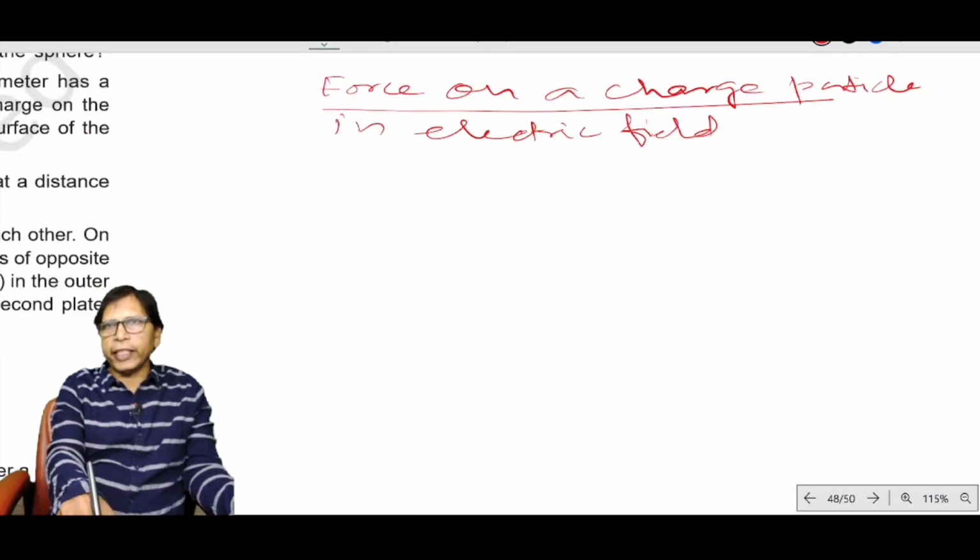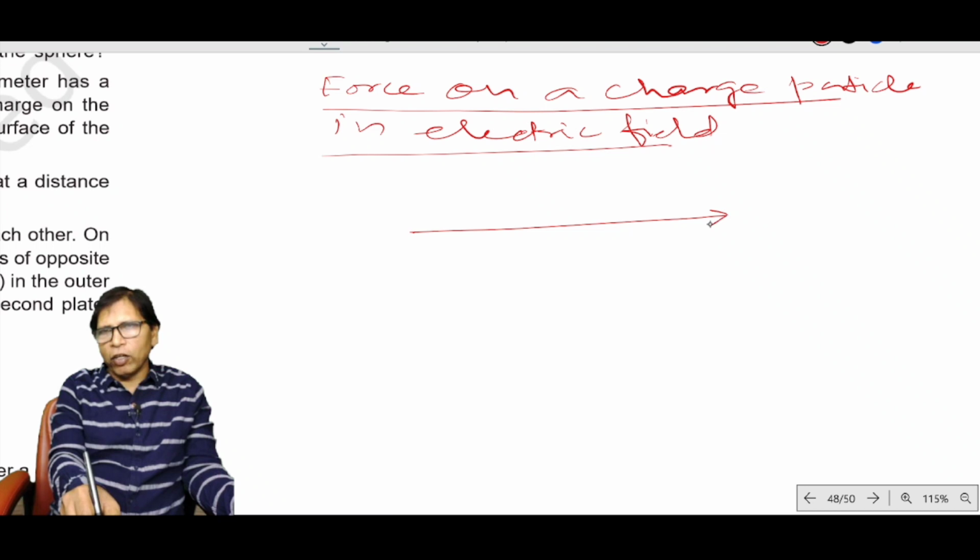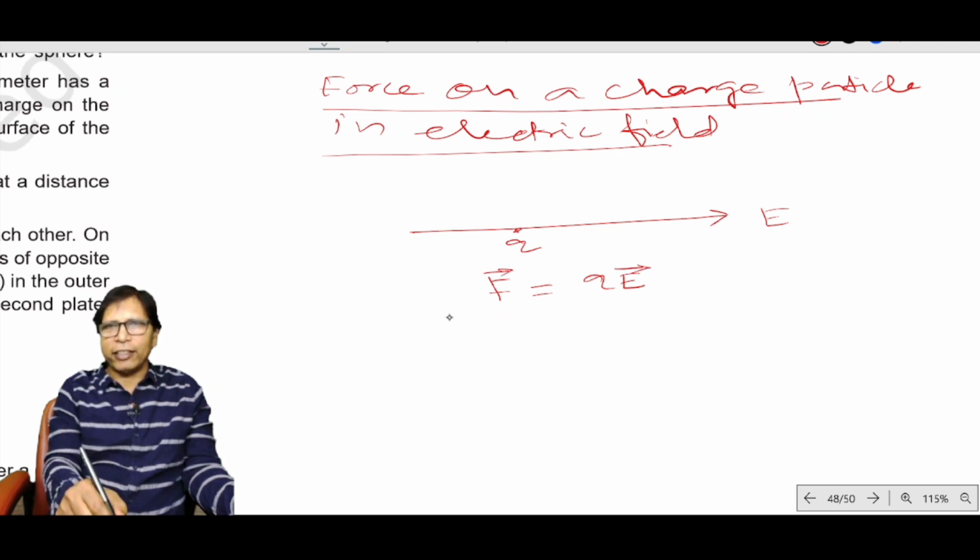Now, force on a charged particle in an electric field. Suppose an electric field is directed along this direction. If a charged particle Q is placed here, the force acting on it is Q into E. If this is a vector, this is also a vector.